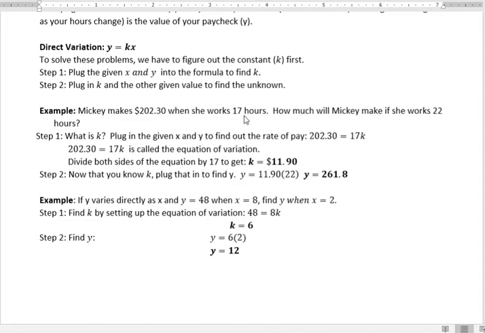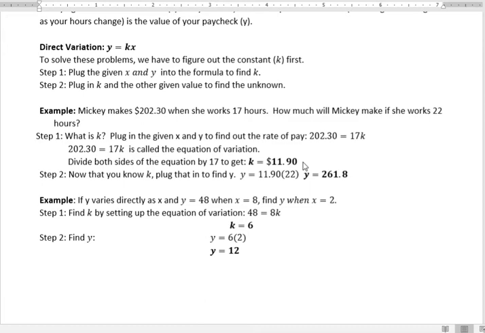We're going to plug in the Y, which is $202.30. That's the amount of her paycheck. And the 17, which is the amount of hours that she worked. That's called the equation of variation. And then we divide both sides of the equation by 17, and we get K is $11.90. We haven't solved this problem because we were asked how much she would make if she worked 22 hours. But what we have figured out is what her rate of pay is.